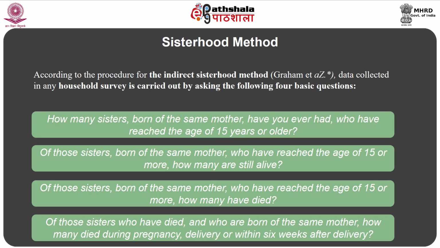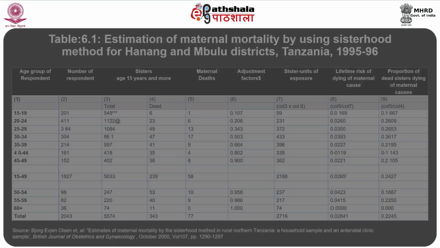Number 2. Of those sisters born of the same mother who have reached the age of 15 or more, how many are still alive? Number 3. Of those sisters born of the same mother who have reached the age of 15 or more, how many have died? Number 4. Of those sisters who have died and who are born of the same mother, how many died during pregnancy, delivery, or within 6 weeks after delivery?